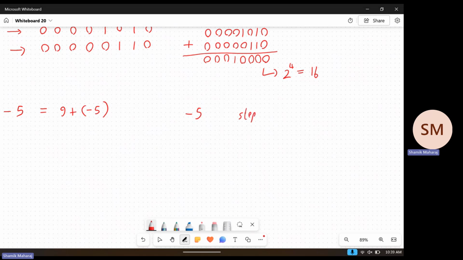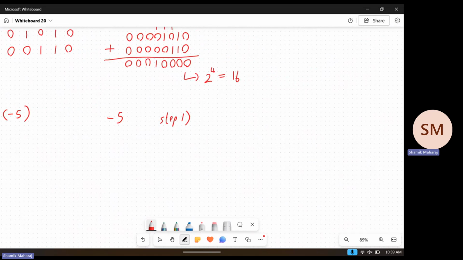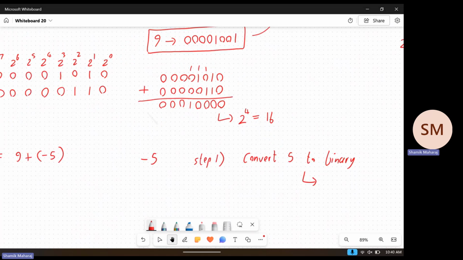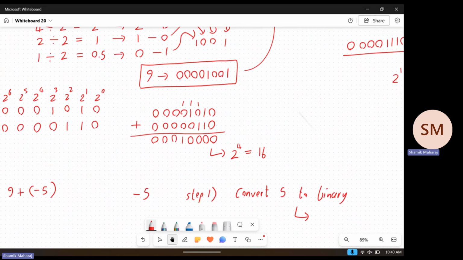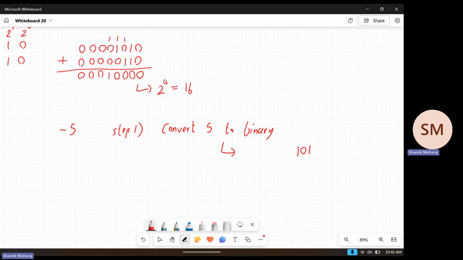Step 1 was to convert 5 itself to binary. So I'll just write that here: convert 5 to binary. And I think we've done that already as well. So let me just copy that answer from the top. What was 5? Okay. 1.